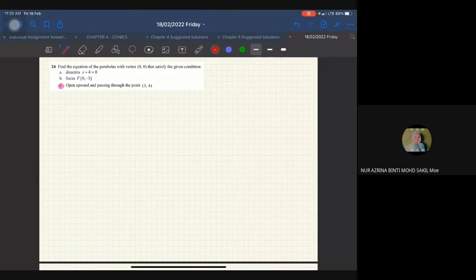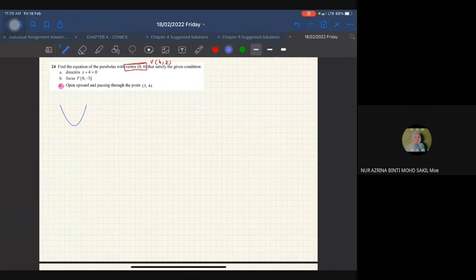Okay, so soalan cakap, find the equation of the parabolas with vertex 0, 0 that satisfy the given condition. So ada A, B, C. Okay, so kita pergi C terus. Right, so awak tahu vertex awak adalah 0, 0. This is your V, H, K. So H 0, K is also 0. Okay, and then dia cakap dekat situ, open upward. So open upward mean your graph will look like this. Okay, dia senyum ke atas.